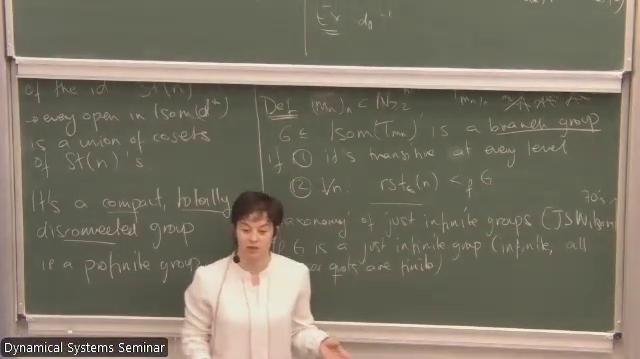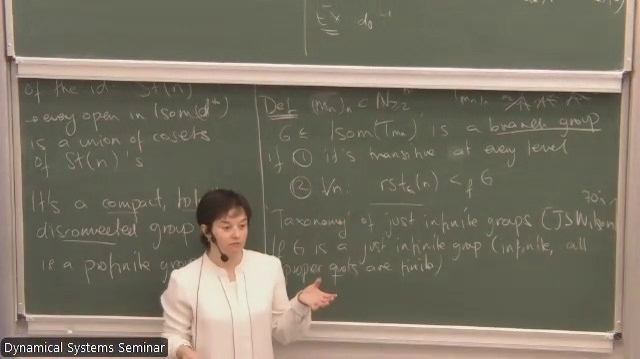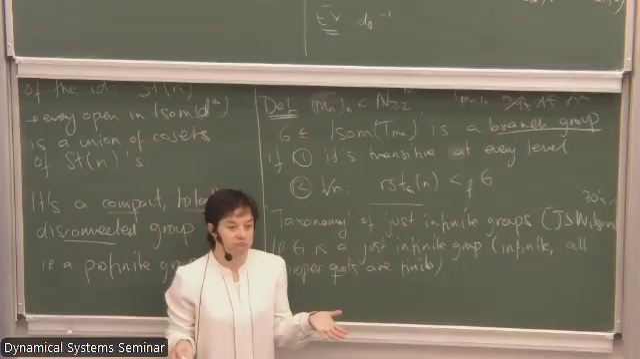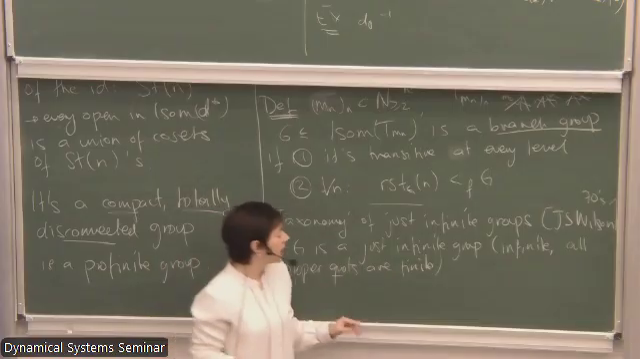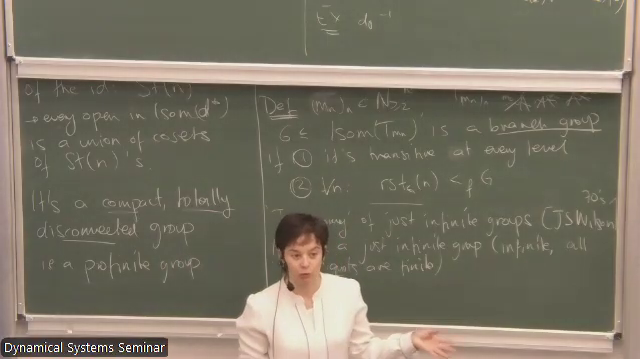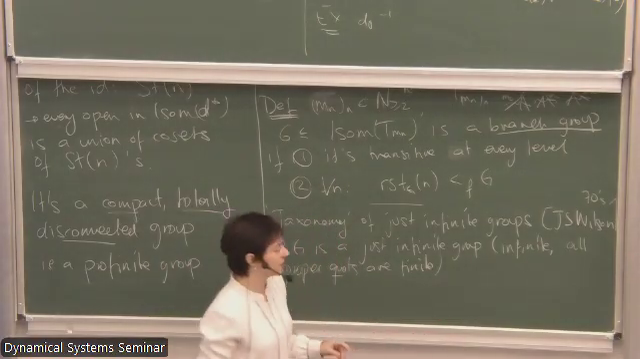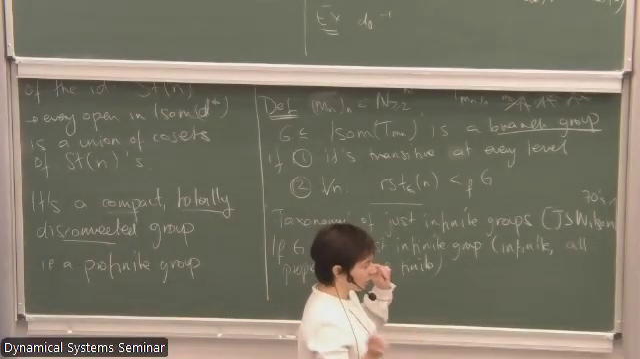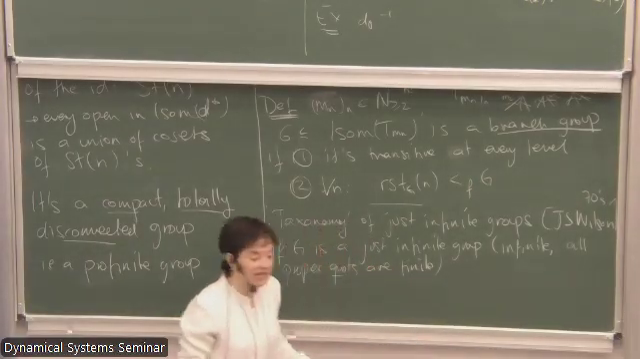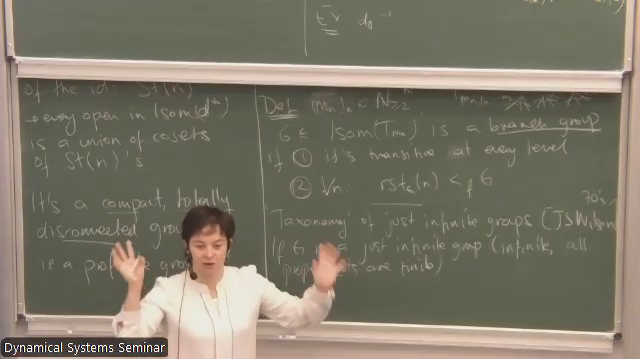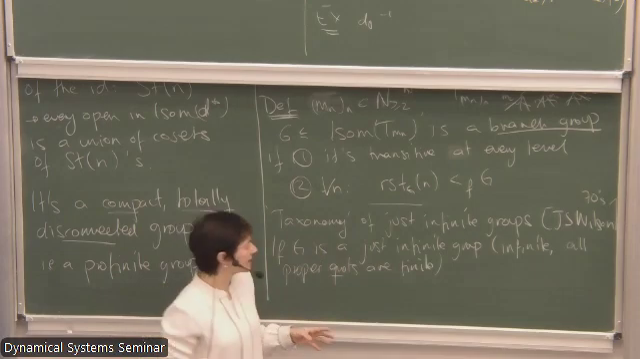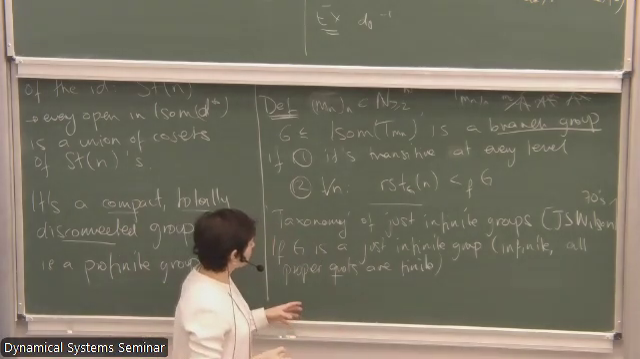So examples of just infinite groups: the integers. They're infinite, but all quotients are finite cyclic. The infinite dihedral group is another example of a just infinite group. I'm going to hit you with a big theorem. PSL_n(Z) is just infinite because of a big theorem by Margulis.